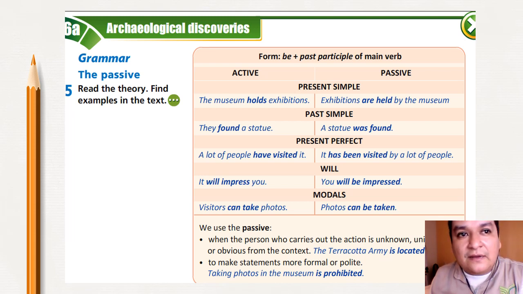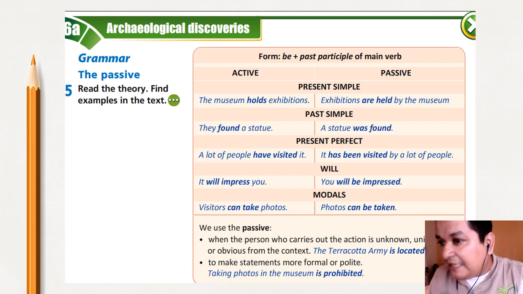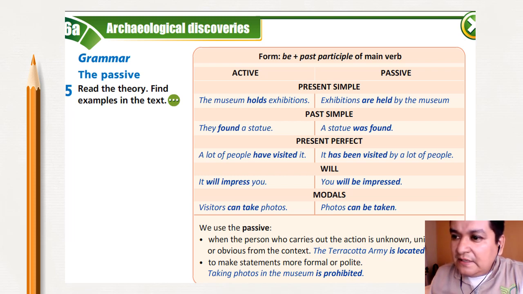The Terracotta Army is located in China. El ejército terracota está localizado o ubicado en China. To make statements more formal or polite. Para hacer oraciones más formales o amables. Taking photos in the museum is prohibited. Tomar fotos en el museo está prohibido.